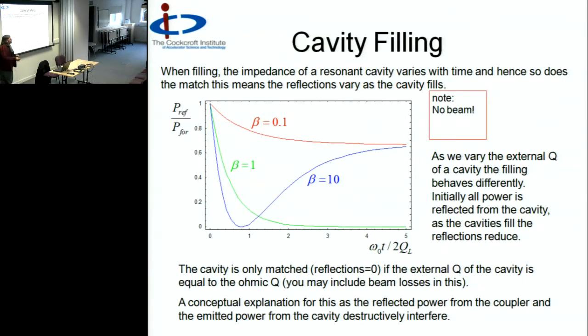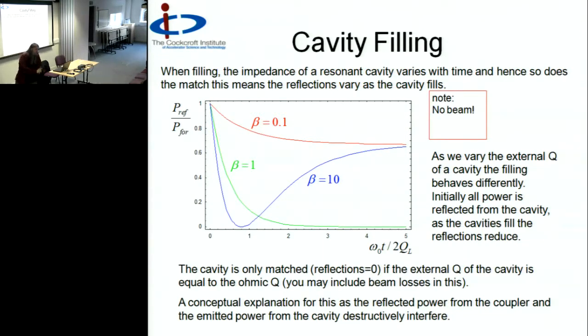So then, because it's 180 degrees out of phase, some of the reflected power gets cancelled by the emitted power, which means more of the power gets into the cavity. So the emitted power grows, then it cancels out more of the reflected signal, and so on, until for a matched system, the reflected and emitted powers exactly cancel out, and you get zero reflections. So this is the case, beta equals 1, beta E equals 1, is the green one. It starts off 100% reflections, and it drops with time, and then goes to a steady state of zero.